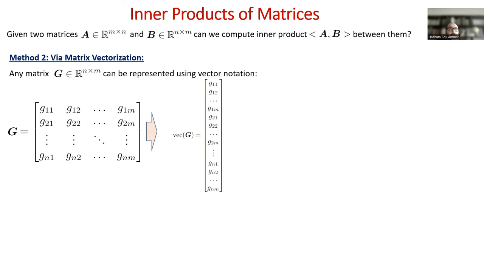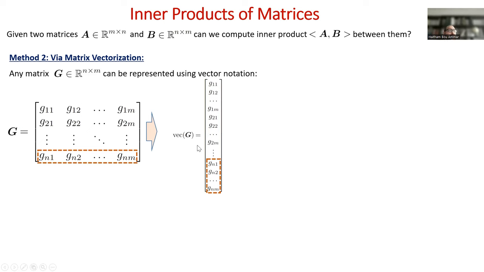Now, a vectorization operator, which we're going to call vec of G, is going to vectorize this matrix G and make a long vector out of it. The way it works is it will take the first row of this matrix G, G11, G12, up to G1m, and list them after each other. Then it takes the second row, G21, G22, up to G2m, and lists them in vector form. It does the same for everything else, and then lists the last row as well, which is Gn1, Gn2, up to Gnm.